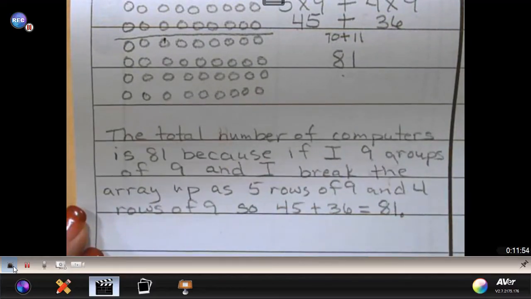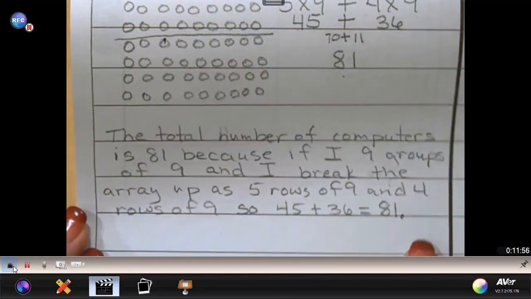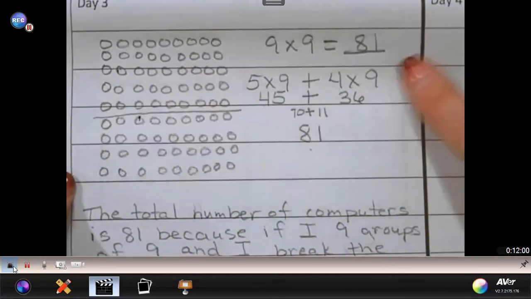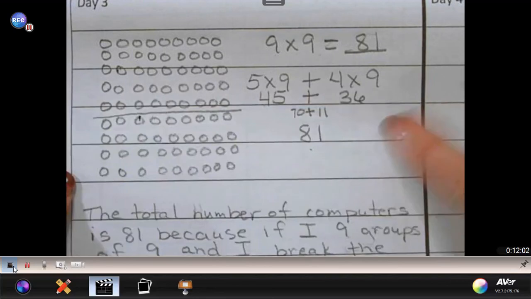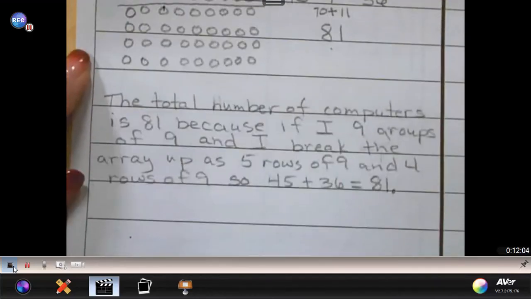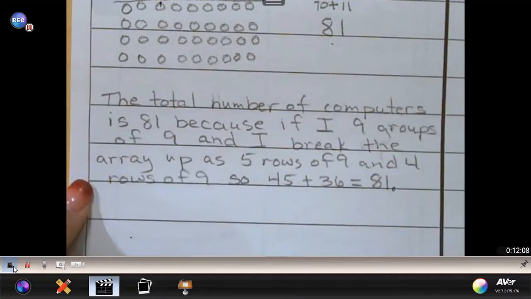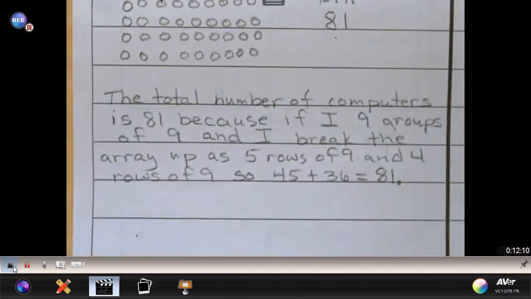So we are taking our understanding from here and our array. We have an equation to show our work, and we've explained our work in an explanation to go with our work. So that's DMA for today. Oh, I was going to go back, sorry.